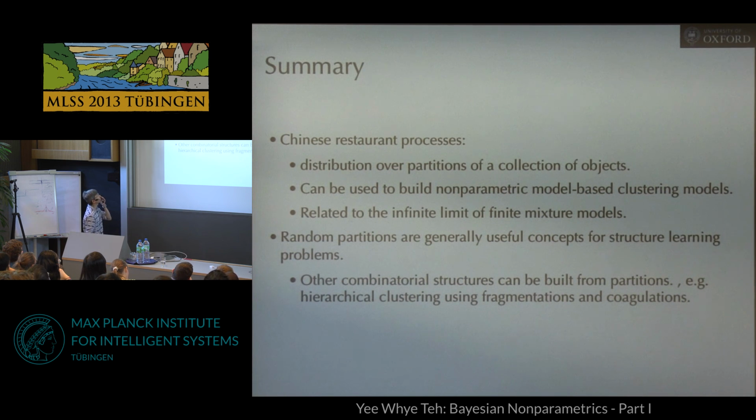So in summary, the Chinese restaurant process is a distribution over partitions of a collection of data items. We can use it to build non-parametric model-based clustering models. And I'll return to this idea of random partitions quite a bit over the next two lectures. They are generally useful concepts for structured learning problems, and we can use them to construct other combinatorial structures, things like hierarchical clusterings using fragmentations and coagulations. It's quite a nice theory.